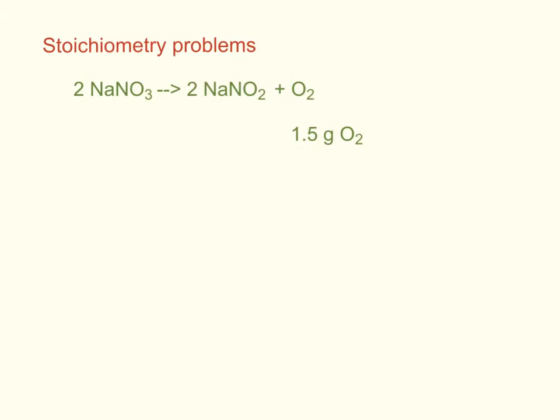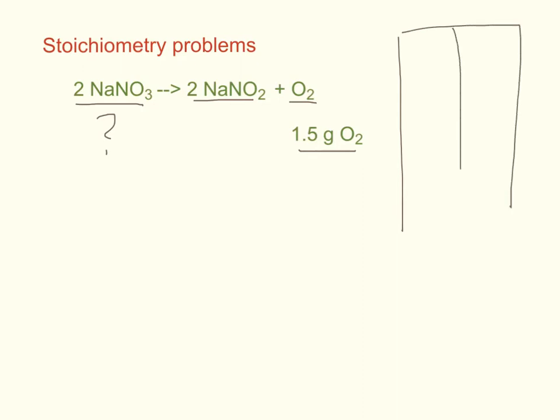So to just do a simple one, we've got a reaction for sodium nitrate decomposes into sodium nitrite and oxygen gas. So this equation is given to you along with the information that if you want to make 1.5 grams of oxygen, well, how much sodium nitrate do you need in order to accomplish that? I suggest that you make this little table containing all of your key information.